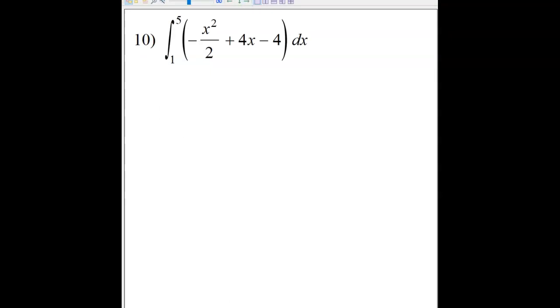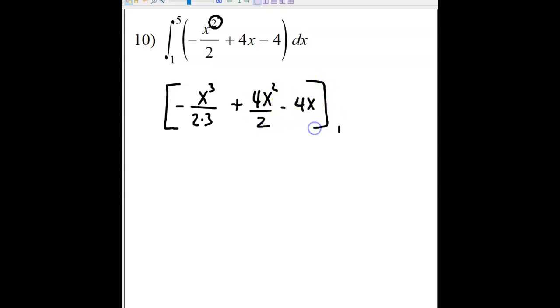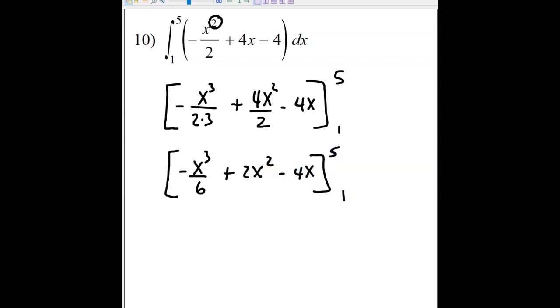Then we have just a regular polynomial. So let's do that one. Integration is first once again. So you add 1 to your power, and then you put that number in the bottom. So it's going to get multiplied with the 2 that's already there. The next one, we add 1 to the power and divide by that number. And the last one, we're just going to put an x next to it because it's a constant. And then we're going to simplify this. So we have negative x cubed over 6 plus 2x squared minus 4x going from 5 to 1. The next step is to go ahead and plug in our numbers that they give us.